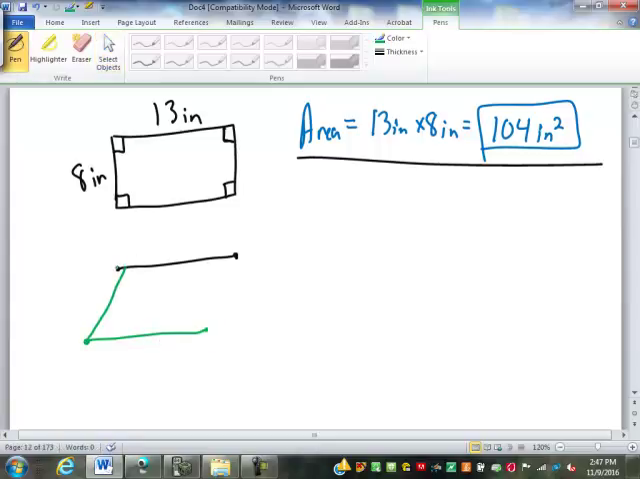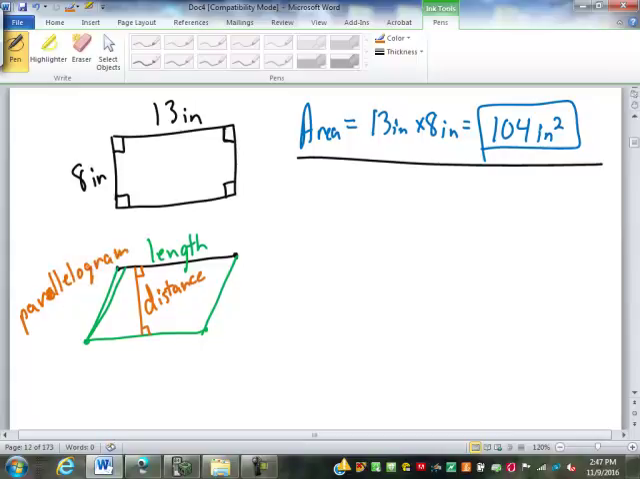Well, the area, oops, I missed that. The area is still that original length times a distance, but the distance is always measured perpendicular. So this is our distance, or sometimes called our height or our width of this. This is what we call a parallelogram, by the way. Parallelogram means opposite sides are parallel, but the corners are not right angles. It's like a squished rectangle.